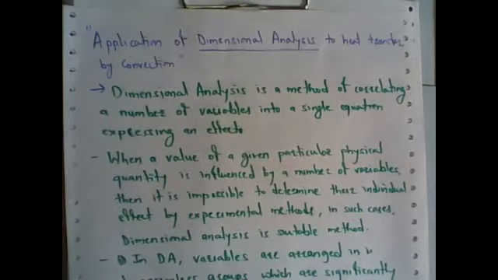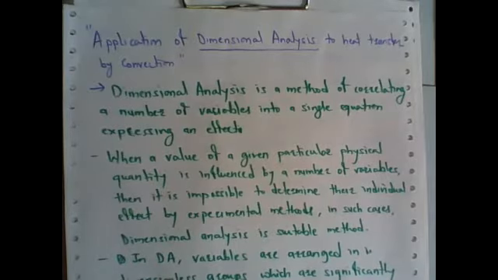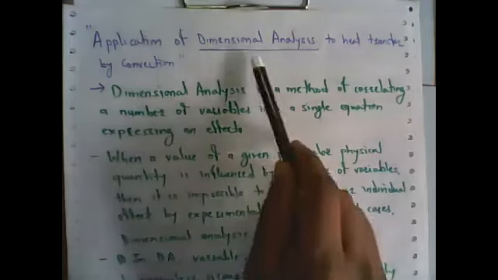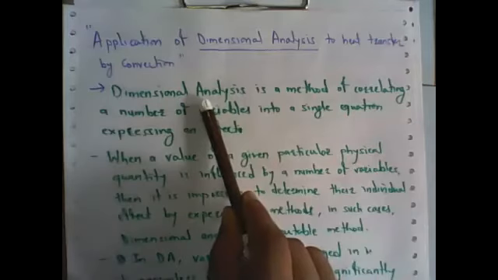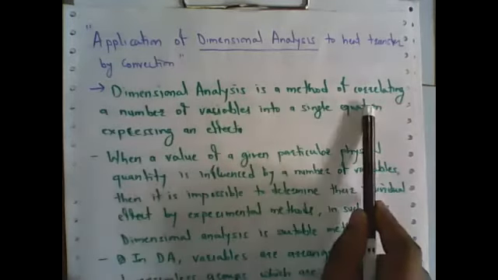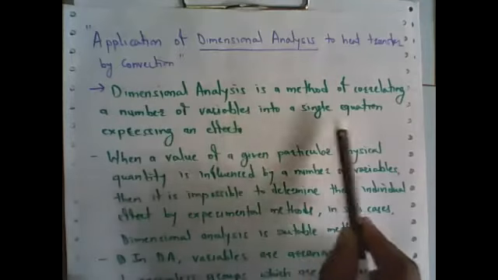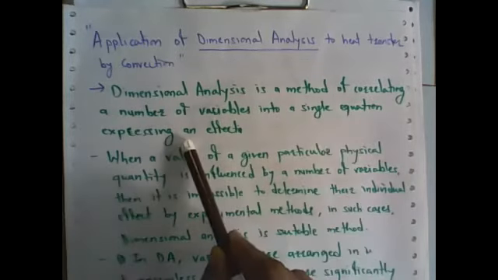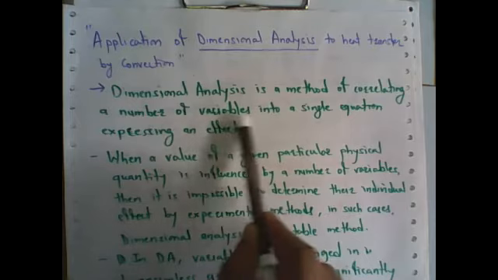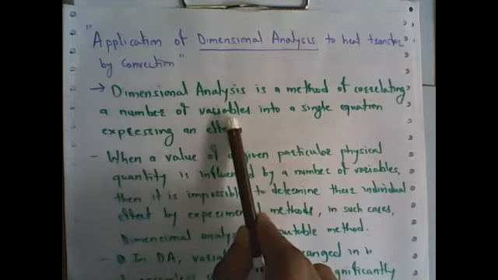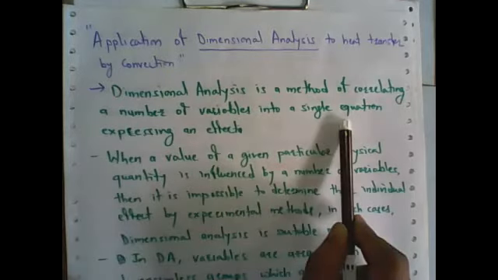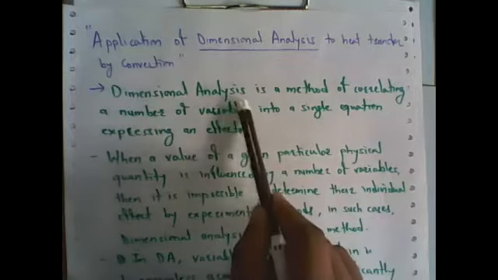Today, we are going to discuss dimensional analysis, its application, and some examples. So what exactly is dimensional analysis in heat transfer operation? Dimensional analysis is a method of correlating a number of variables into a single equation expressing an effect. So a number of variables or parameters like density, viscosity, etc. can be converted into a single equation. That technique is nothing but dimensional analysis.